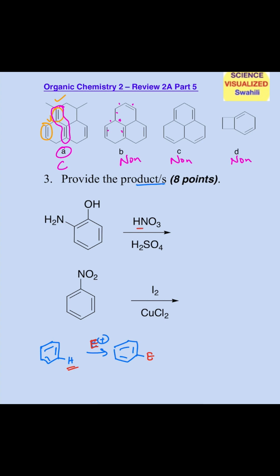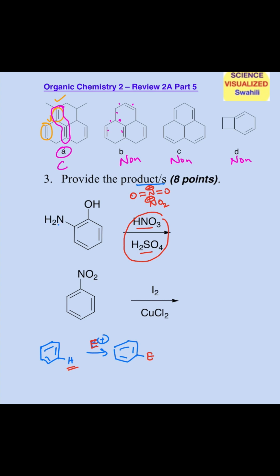In this case, you have nitric acid and sulfuric acid. When you mix these together, you get NO2 plus. So plus charge on nitrogen, sometimes just written like this, NO2 plus. That's the electrophile. So you end up adding the electrophile to the aromatic position. But now we have to decide where the NO2 will add.